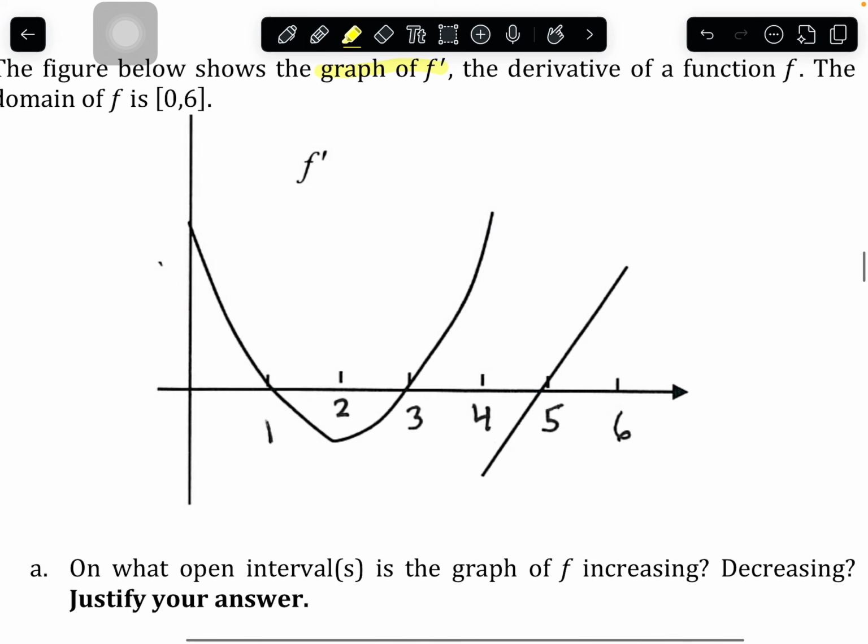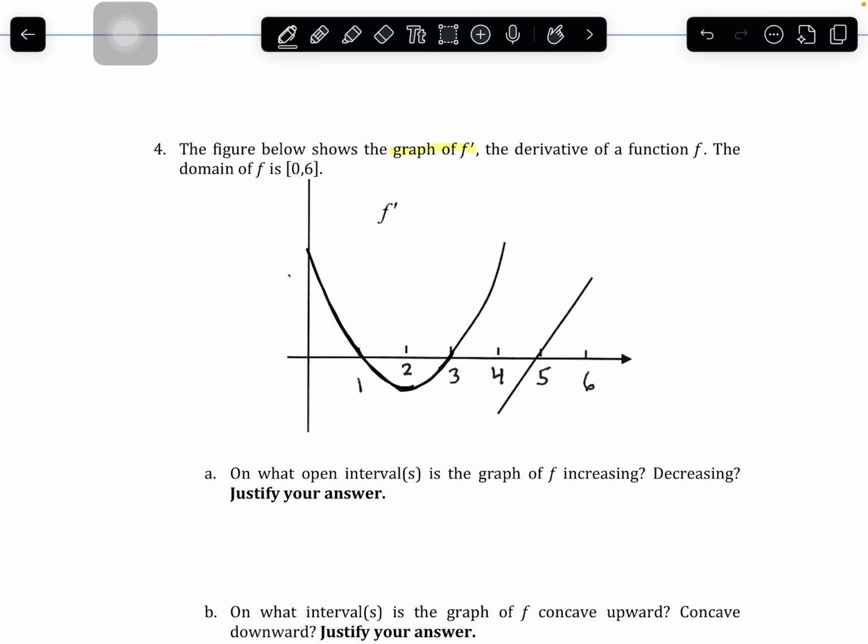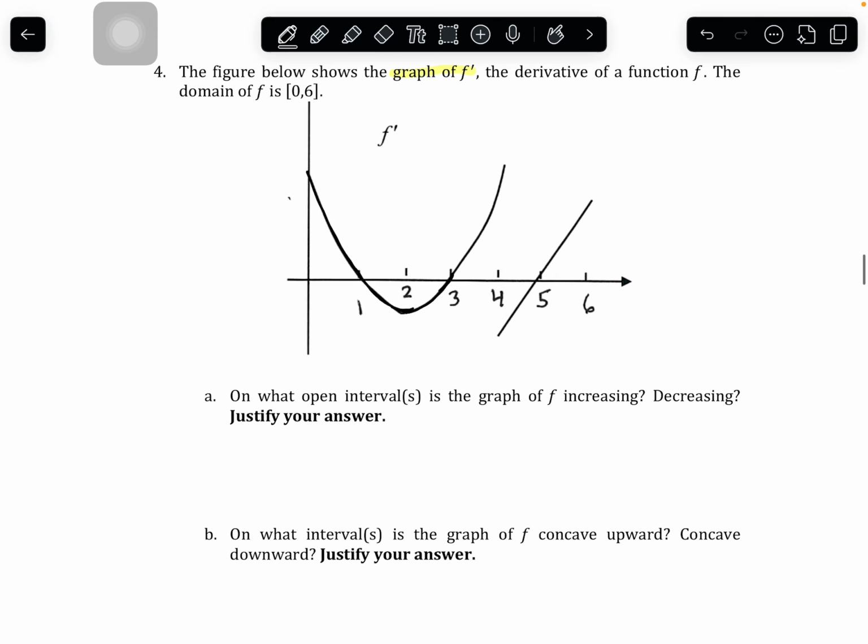Let's just ignore it. Let's actually clean this up and say that it kind of peaks down there, okay? Does that look a little bit better? Don't freak out on me, okay?